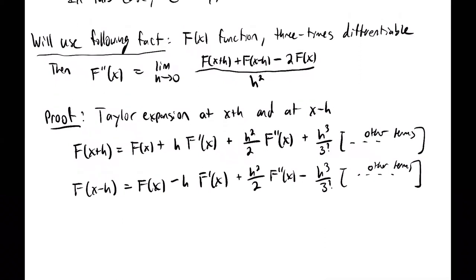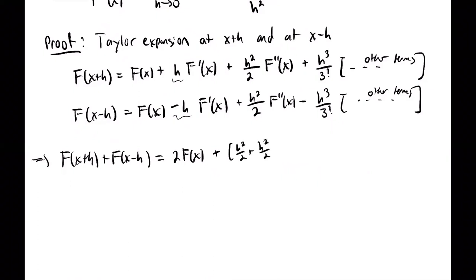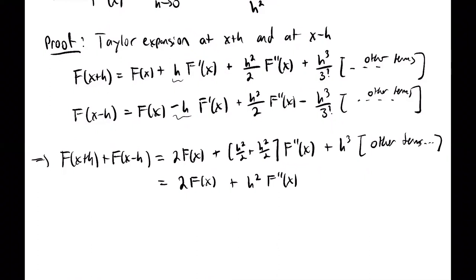Okay, and so now if we go back and look at what I'm trying to prove, it involves adding these two things together, adding f of x plus h to f of x minus h. So let me do that. If I add these together, this is equal to, well, I get 2 times f of x from combining like terms. The first derivatives cancel because for one I have positive h and one I have negative h, so those cancel. And then if I add the second derivative terms, I get h squared over 2 plus h squared over 2 times f prime prime. And then I have the terms involving h cubed, so I'm just going to write this times the rest. If I simplify this, what do I get? I get 2 times f of x plus h squared times the second derivative, and then plus the negligible terms.